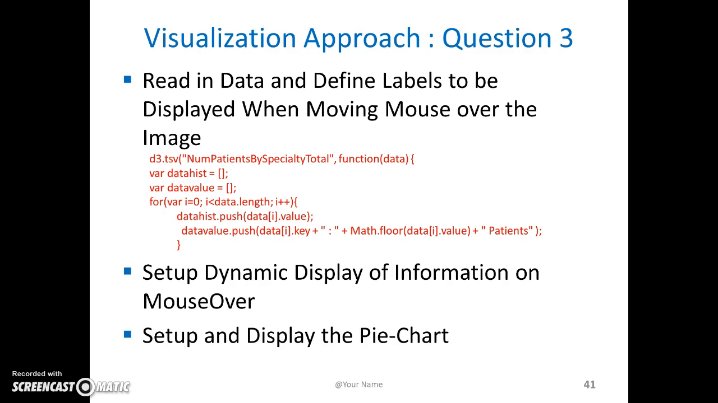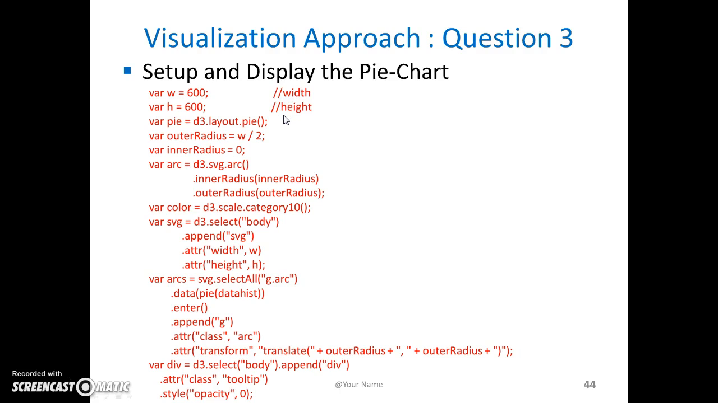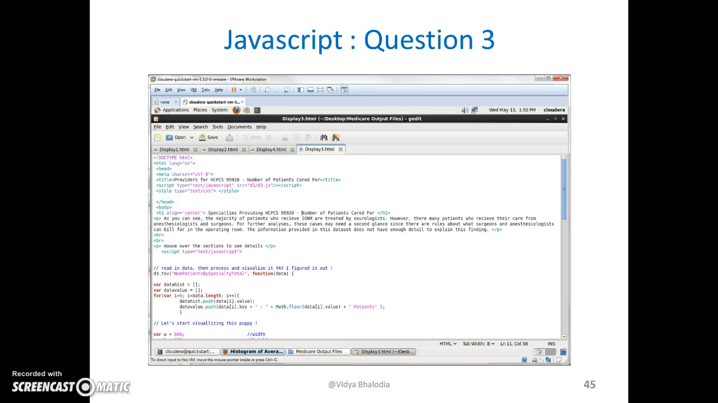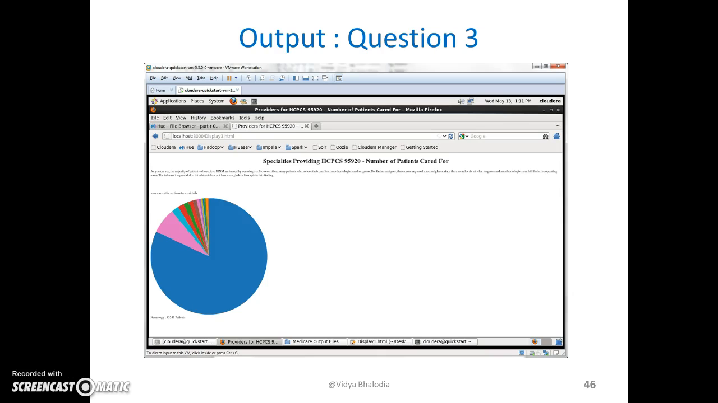So the code for that is pretty basic. Again, we set up and display our pie chart, and we display the dynamic information when we mouse over each particular wedge. Here's the JavaScript code. Here's the pie chart, and you can see from the screenshot that I'd moused over neurology, and on the bottom of the screen you can see that it says neurology and 43,000 and change patients.